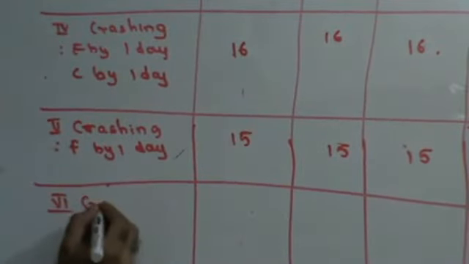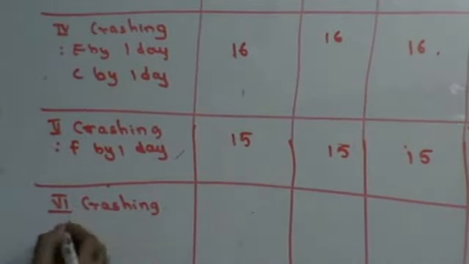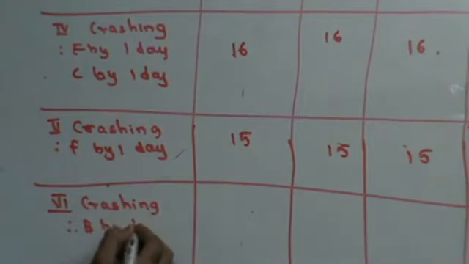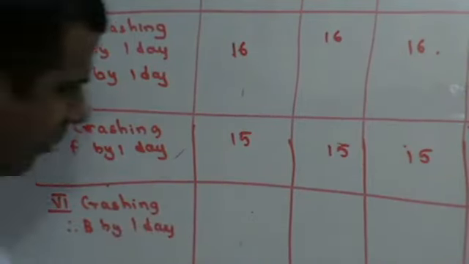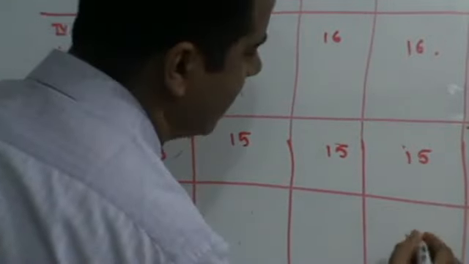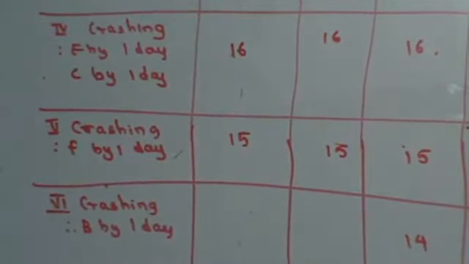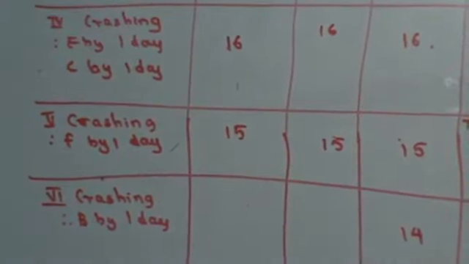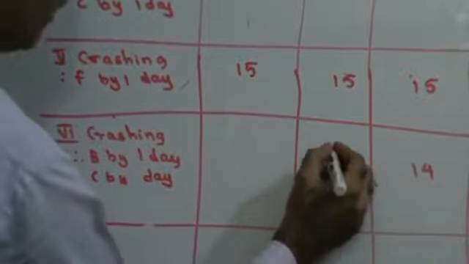6th crashing, B by 1 day. Now we are going to have a problem, people. Let's try to see this. If I crash B by 1 day, this becomes 14 days. F has already been crashed. I have done one crashing of C. So C can be crashed by 5 days. So to reduce that, I'll crash C by 1 day. If I crash C by 1 day, this will become 14, right?